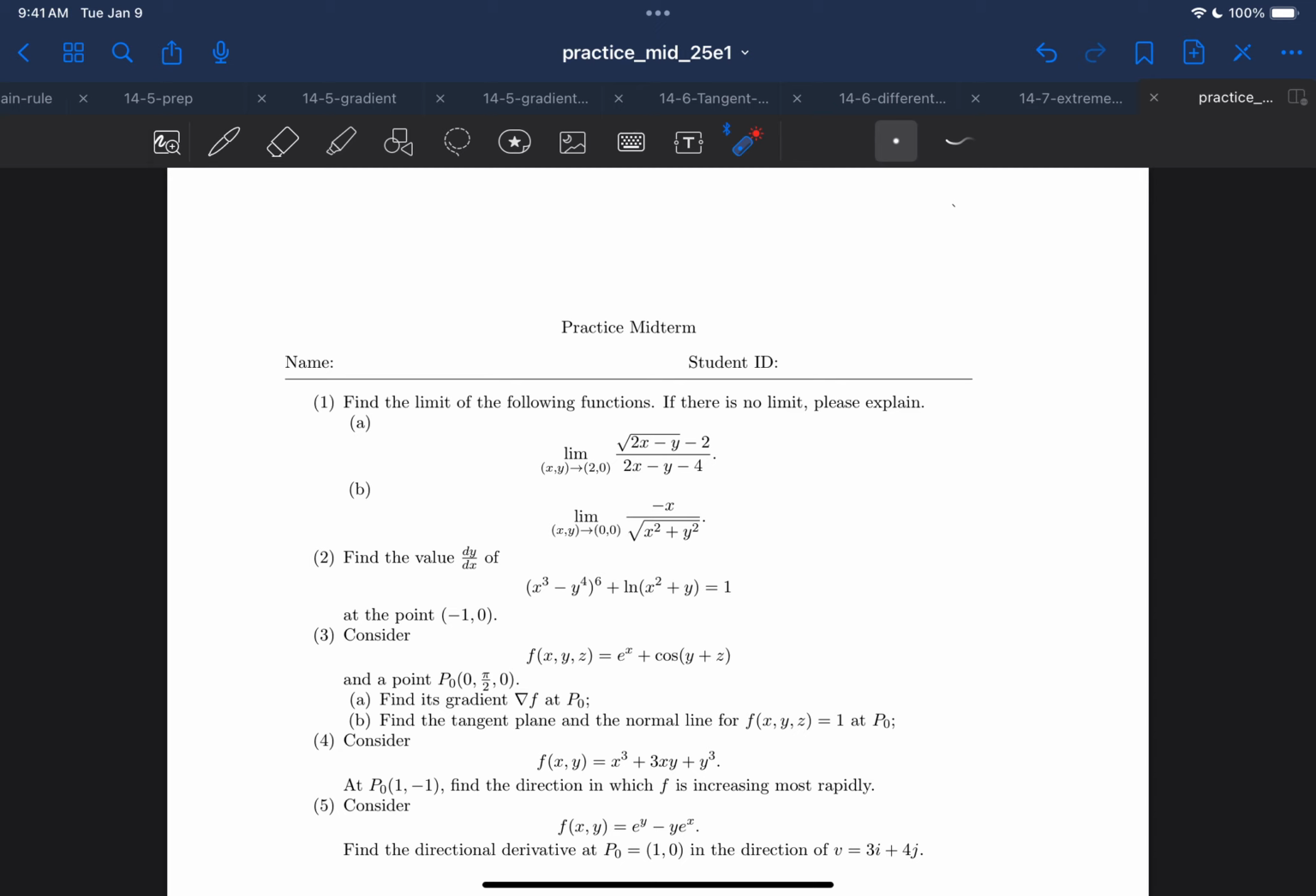Hello everybody. We are going to go over the problems in the practice midterm. To start with, we first look at number 2. It is an implicit function of y in terms of x, and we want to compute dy/dx at the point (-1, 0).